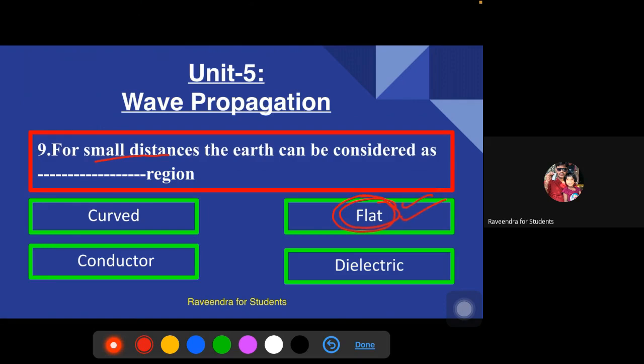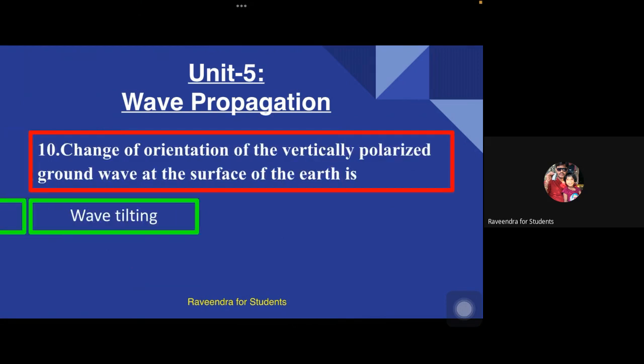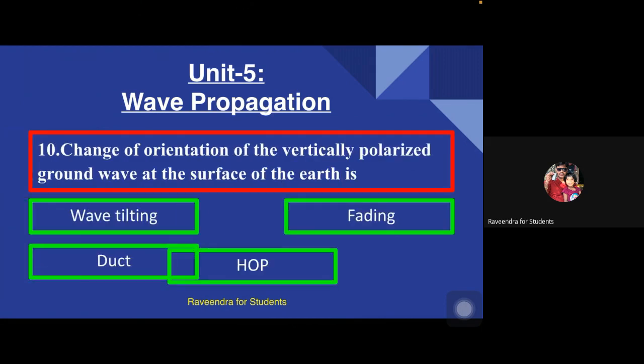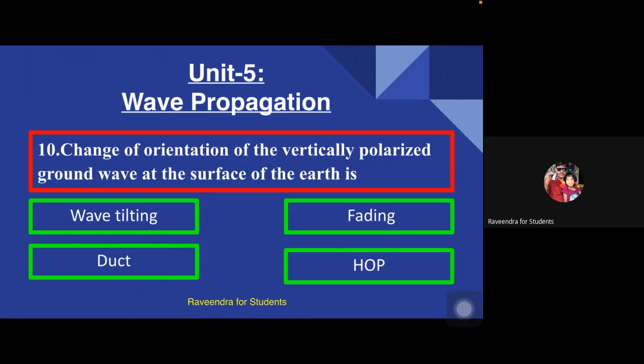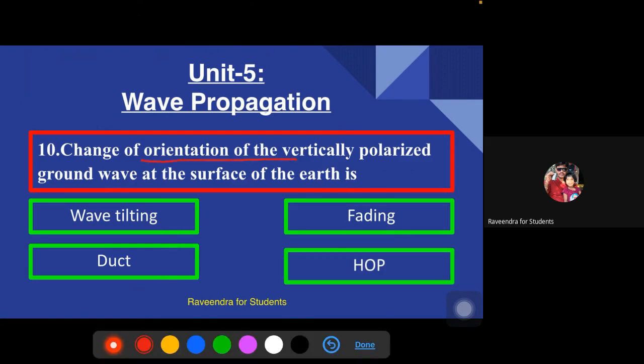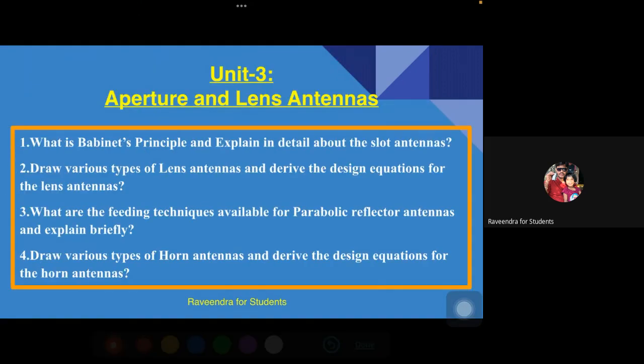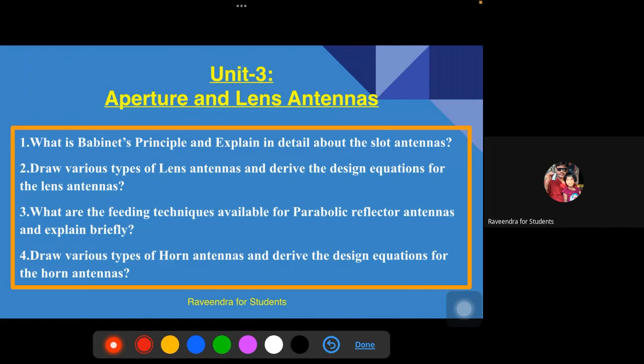And last one, change of orientation of the vertically polarized ground wave at the surface of the earth is, yes, orientation will become change, vertically polarized wave will become horizontally polarized wave due to wave tilting. Answer is wave tilting.